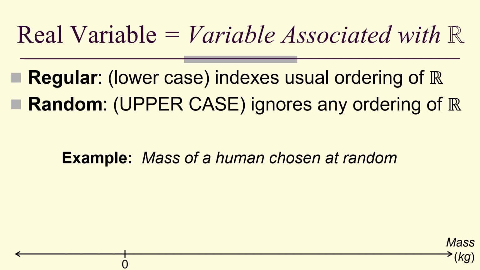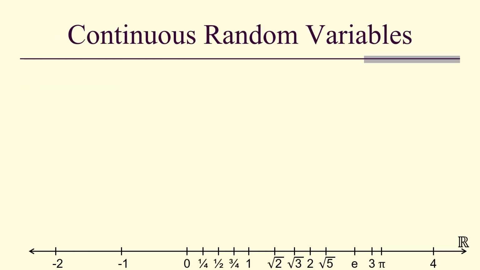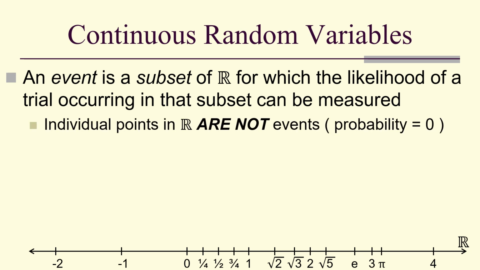That means our axis is going to be in kilograms, and each time a random variable takes on a value, it's a trial for that variable. And because it's random, it doesn't correspond to the ordering of the real line. But we want to look not just at random variables, but actually at continuous random variables. An event is a subset of the real line for which the likelihood of a trial occurring in that subset can be measured. Individual points, however, are not events.